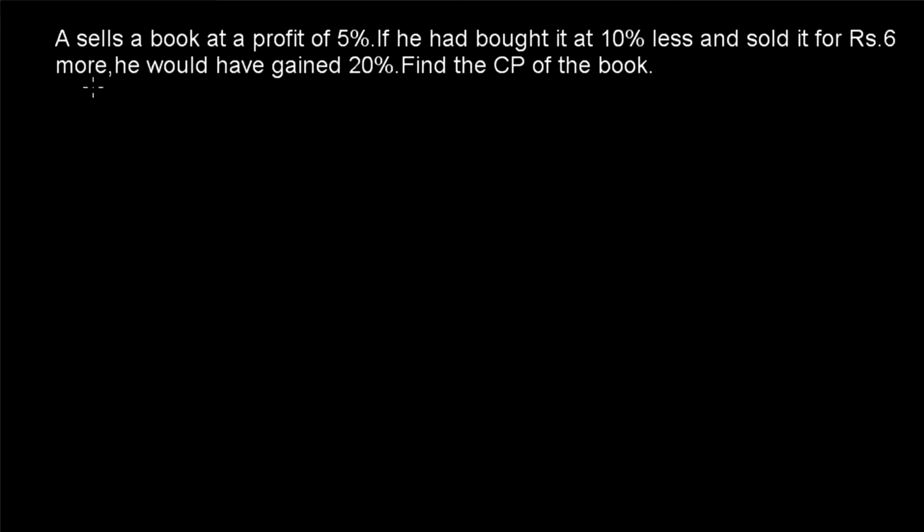Today's question is, A sells a book at a profit of 5%. If he had bought it at 10% less and sold it for rupees 6 more, he would have gained 20%. Find the cost price of the book.